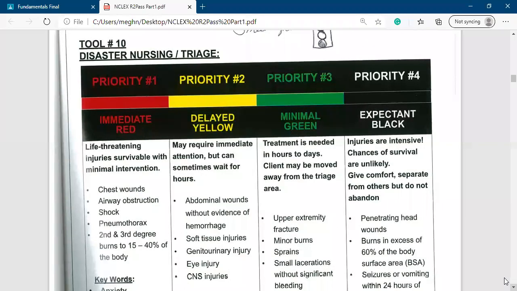The class 1, or most priority, is called priority 1. It is class 1 or red tag, right? Red tag means immediate care. The patient needs immediate care. So there is an immediate threat to life; if you do not give them immediate attention, they can die.